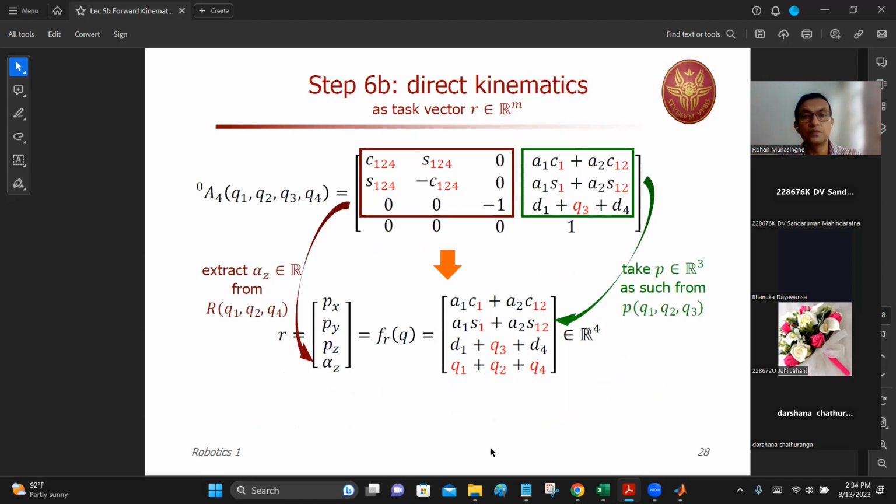Okay, so this is again the same information. Now you can see 0A4, and the information extracted from here: Px, Py, Pz, and alpha Z, the positions and rotation. Here you can see the three coordinates that we saw earlier, and below that is the rotation, Q1, Q2, and Q4.